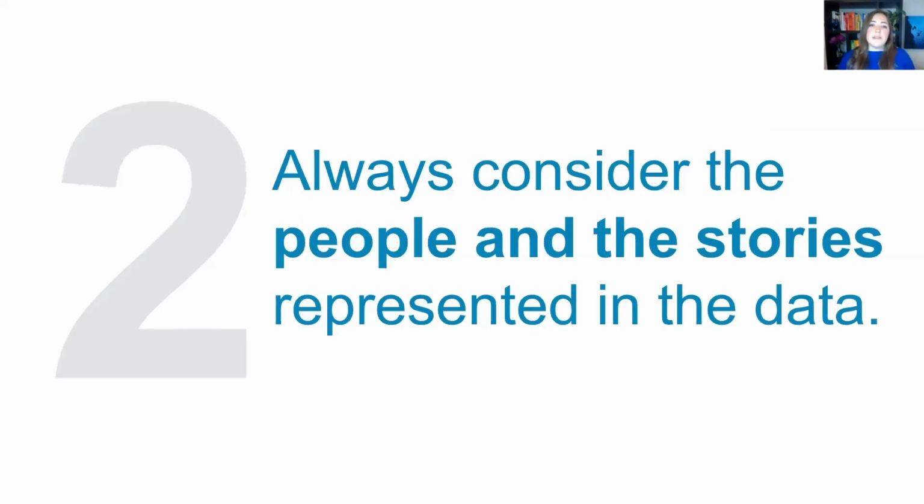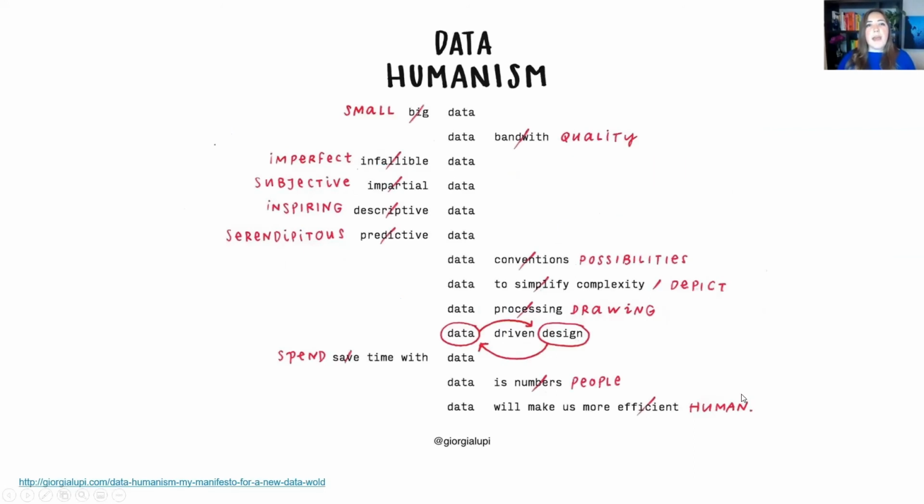Two is to always consider the people and the stories represented in this data. Looking at case counts climb and climb and climb, and deaths climb and climb here in the US, I think we've been staggeringly disconnected from what those actual numbers represent. And that kind of brings us back to some basic principles of data humanism, which was coined by Giorgia Lupi, and focuses really on data as people, not just numbers.